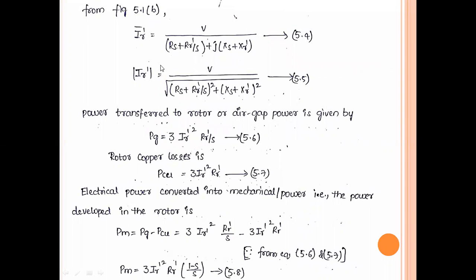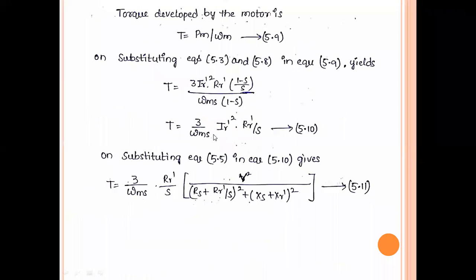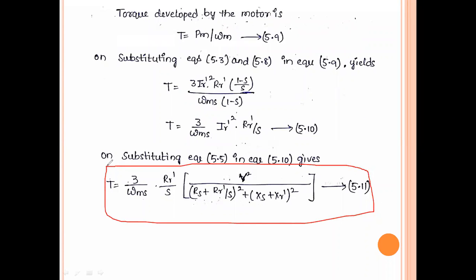So from this equation, substitute this value in equation 10. Substitute here. So this is a square term. That means we need to apply whole square here. So if you get the square here, then this is V square. And in the denominator, we are having a root, and square and root will be cancelled. So the final expression for the torque will be given by equation number 5.11. So this is the final expression of the torque which will be developed in the induction motor.